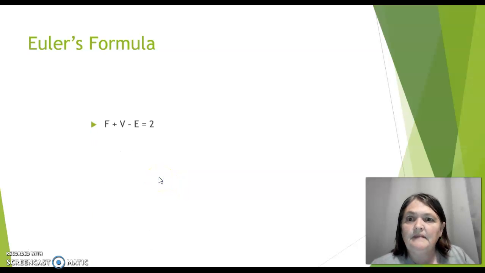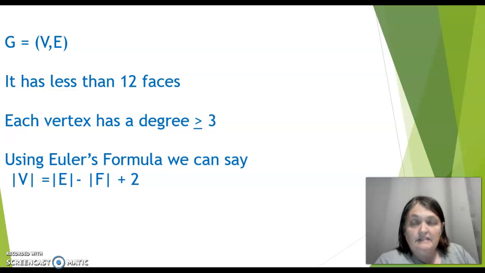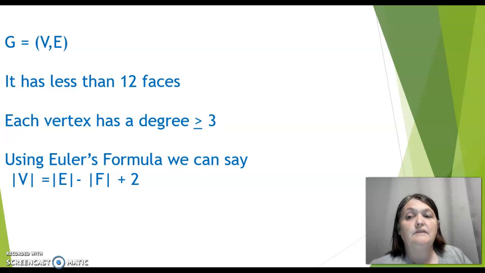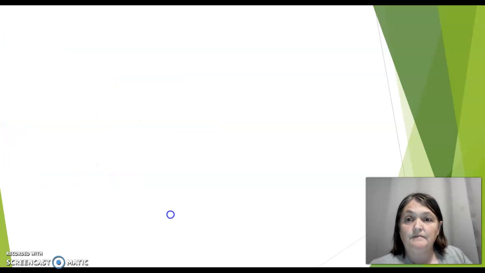Euler's formula states that faces plus vertices minus edges equals 2. And then we're going to look at when 2 times the number of edges should be greater than 3 times the number of vertices. So we're going to start with our graph. It has less than 12 faces, and each vertex has a degree of 3 or greater. Using the formula, if we rearrange it, we can say the number of vertices is equal to the number of edges minus the number of faces plus 2.